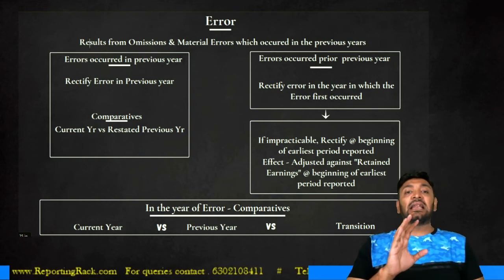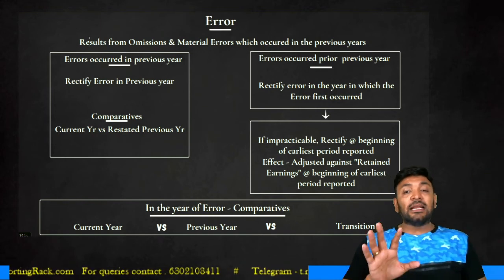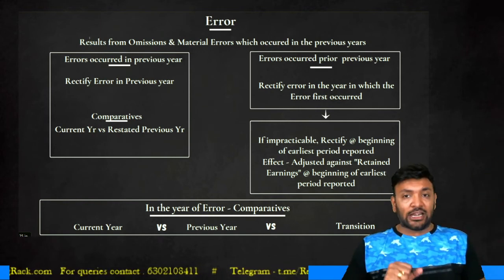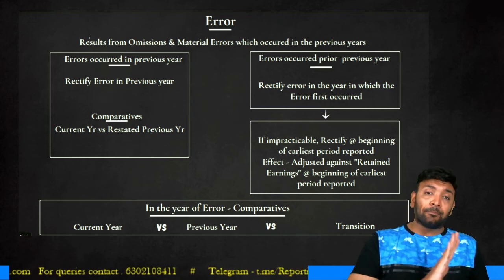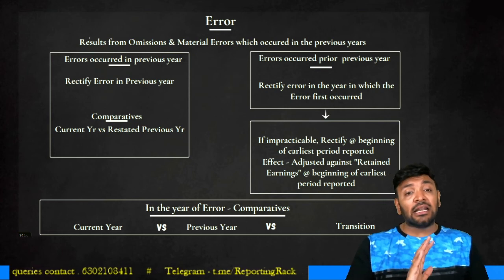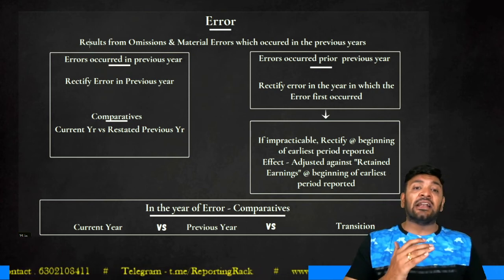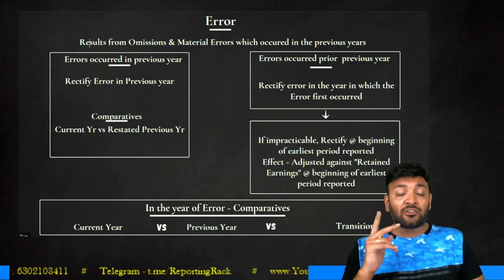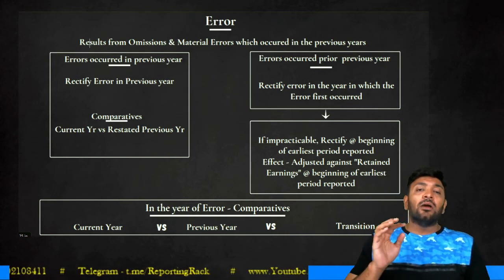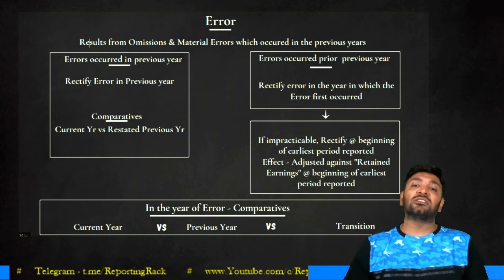But let's say the error was not in the previous year, it was prior to the previous year. That means, let's say today the current year is 2020-21. My previous year is what? 1920. If the error occurred in 1920, then I will correct it in 1920, and I'll restate 1920 so that it is a comparable figure for 2020-21. But let's say the error did not occur in 1920, the error occurred in 2010-2011.